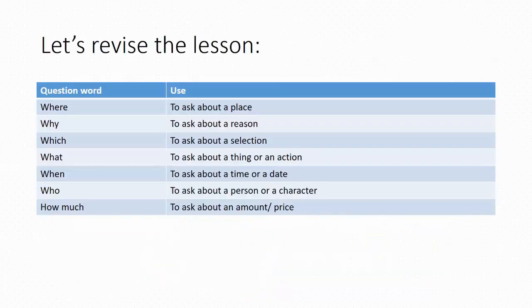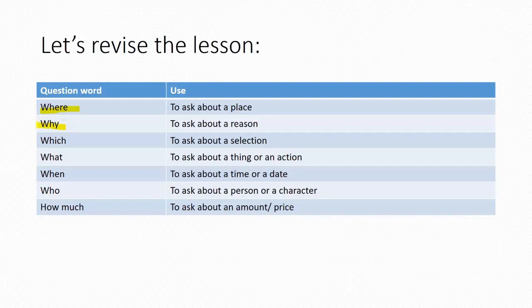Okay, let's revise the lesson. We have learned 7 question words. Let's try to revise them again. Question word where is used to ask about a place.